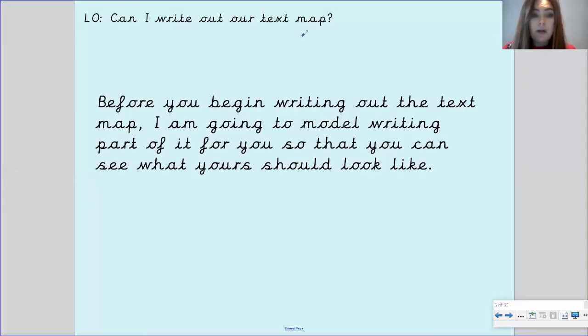Okay, so great work going through our text map. Now, before you begin writing out the text map, I'm going to model writing part of it for you so that you can see exactly what yours should look like. Okay, so here is my piece of paper.